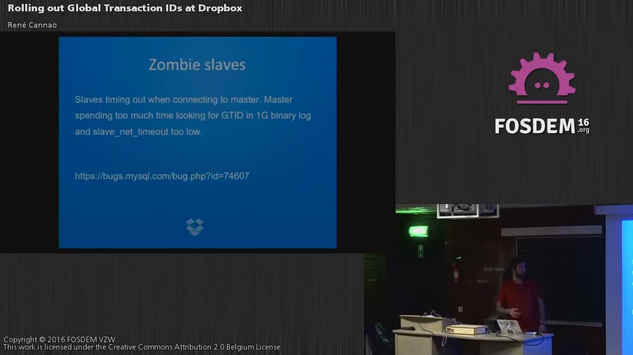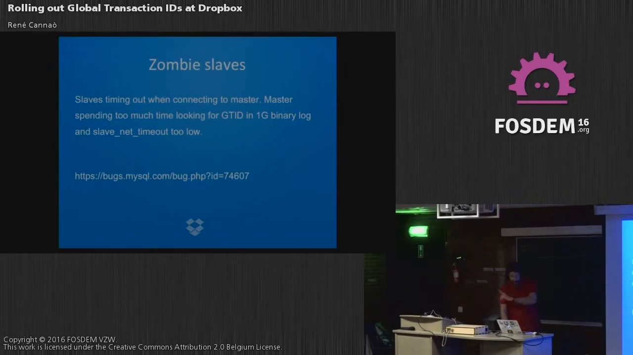The problem was actually a combination of issues. When you have GTID enabled, the master needs to find in its own binary logs where this GTID starts. So you need to scan the binary log and find the GTID event. The other issue we had was that the slave was configured with a very small slave net timeout. So the slave was connecting to the master, and if the master was not sending any event within 2 minutes, the slave was thinking the master was gone, so the slave was reconnecting while the master was still trying to find the event to send to the slaves.